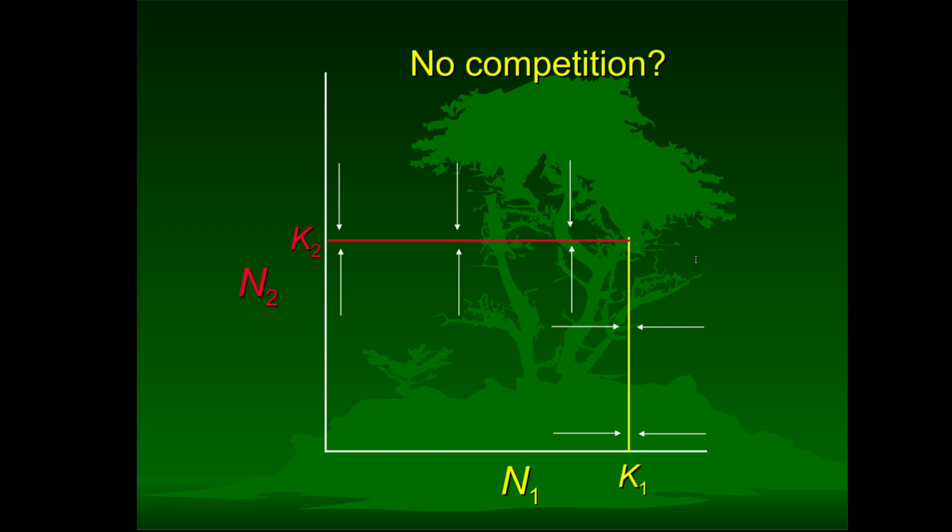So if you start out with values over here, then species 1 is going to decrease down to this level, and species 2 is going to increase up to its carrying capacity. If you're below, then both are going to increase to their respective carrying capacities.